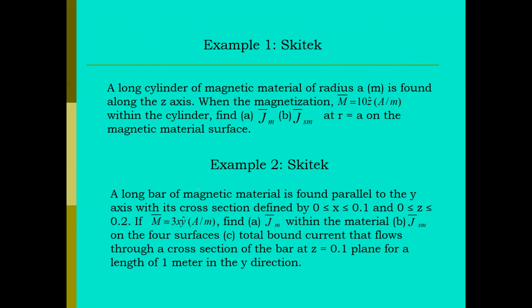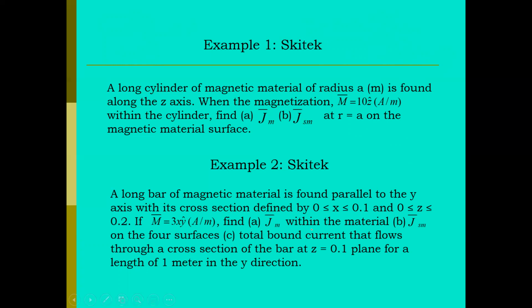Okay, we are given a long bar of magnetic material parallel to the y-axis with its cross-section defined by x from 0 to 0.1, z from 0 to 0.2, and given that M equals 3x in the y direction. The first one is to find the Jm within the material, B is to find the Jsm on the four surfaces, and C is to find the total bound current that flows through a cross-section of the bar at z equals 0.1 plane for a length of 1 meter in the y direction.